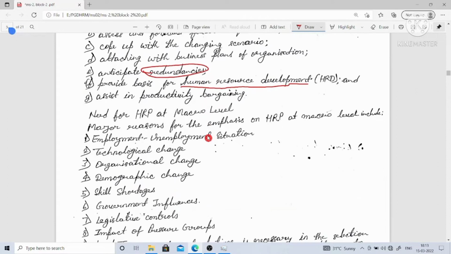Need for human resource planning at macro level. At macro level, why is human resource planning important or required? Major reasons for emphasis on human resource planning at macro level, at big level, at large scale level include: first, employment and employment situation.